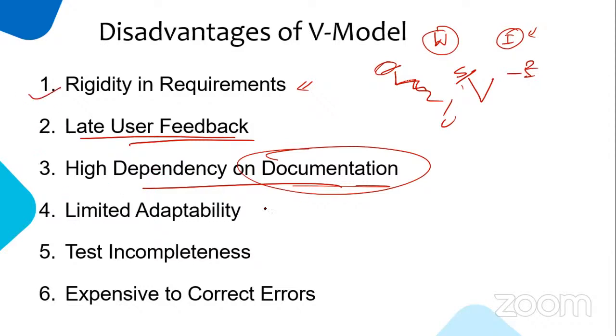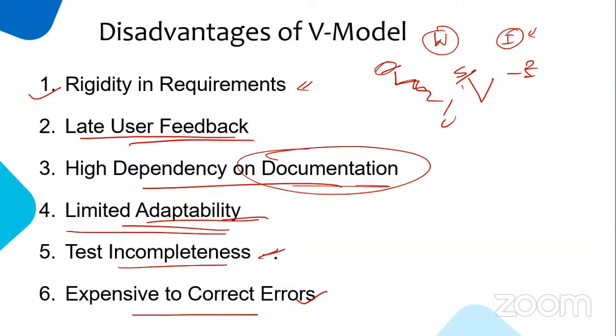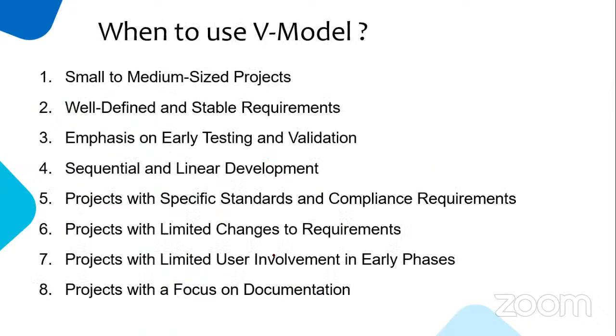Rigid, high dependency on documentation and limited adaptability. Test incompleteness and expensive to correct errors. By chance, after following everything, if you get an error or defect in production, it means very high fixing cost. And limited adaptability means there is very little scope for requirement updates. And test incompleteness. So these are all the drawbacks or disadvantages of the V model.